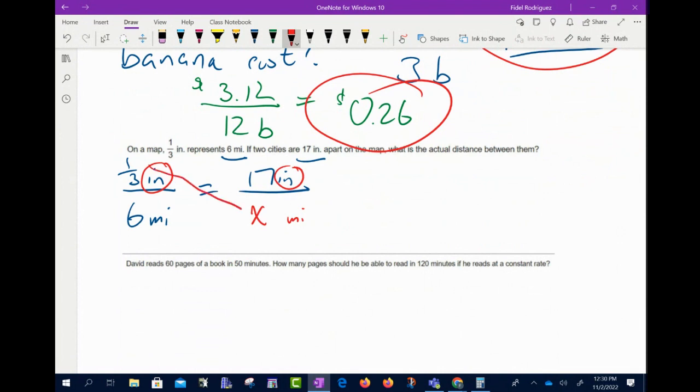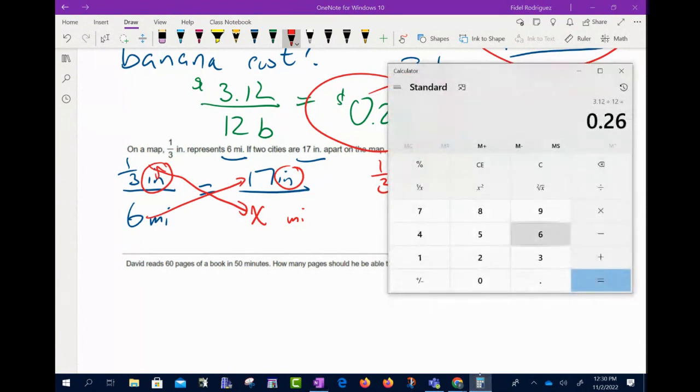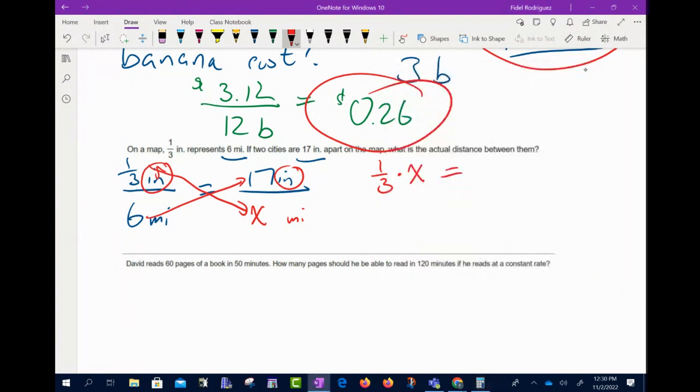So again, we would cross multiply. So we'd say, look, 1/3 times x equals whatever 6 times 17 is, 102, okay? And then they would say, okay, well, sir, how do I get rid, or miss, how do I get rid of the 1/3?